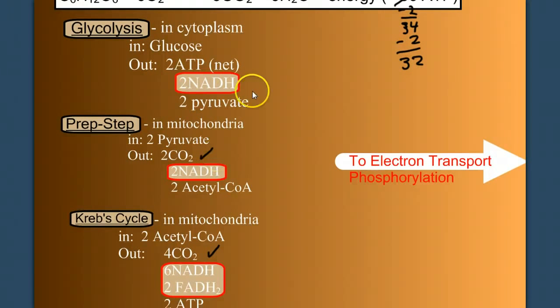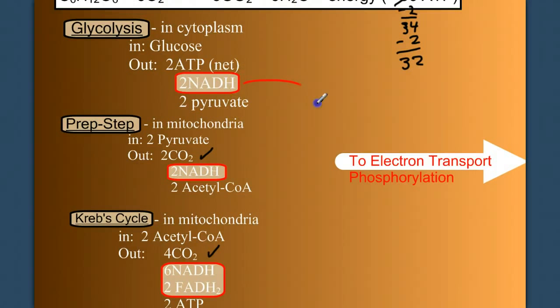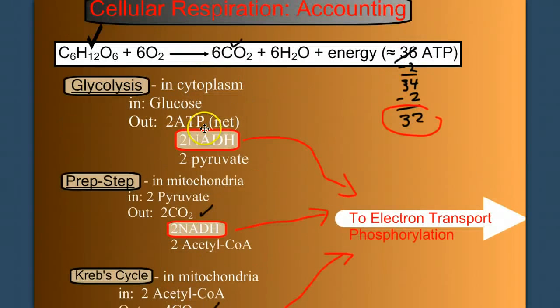2 from glycolysis, 2 from the prep step, 6 from the Krebs cycle, plus these 2 FADH2. All of these molecules are going to be sent to the electron transport chain for electron transport phosphorylation. There's still a lot of energy that we have to tap into in these molecules. In fact, the majority of that energy. And notice we've yet to use oxygen and we still haven't made water, so there's a lot more to do.